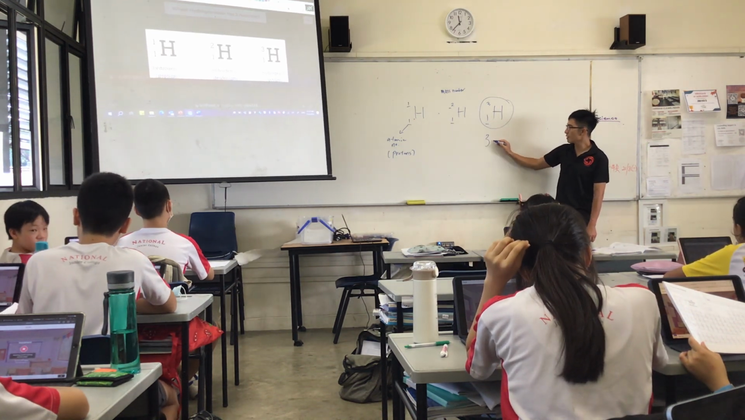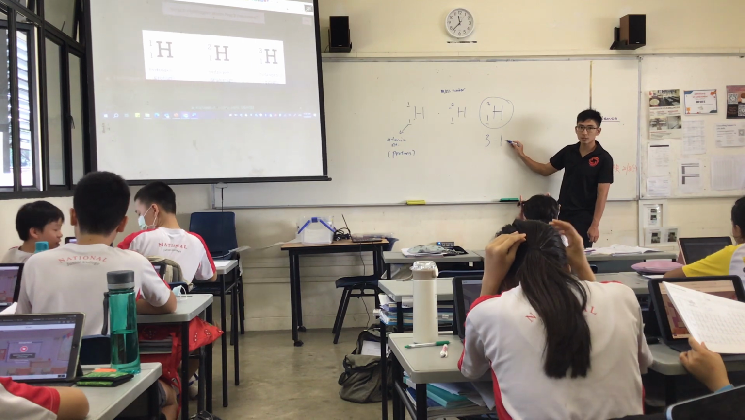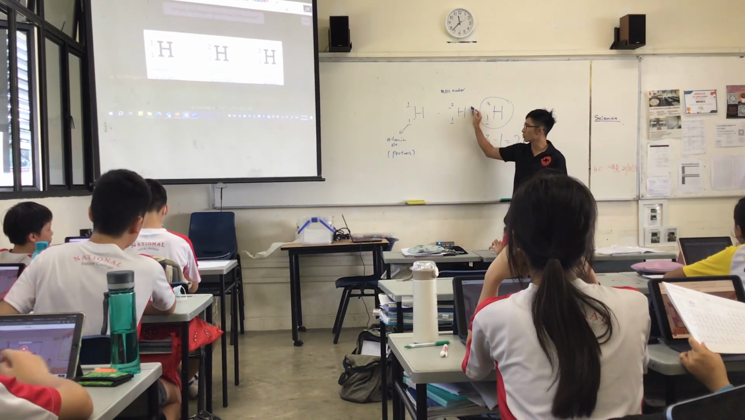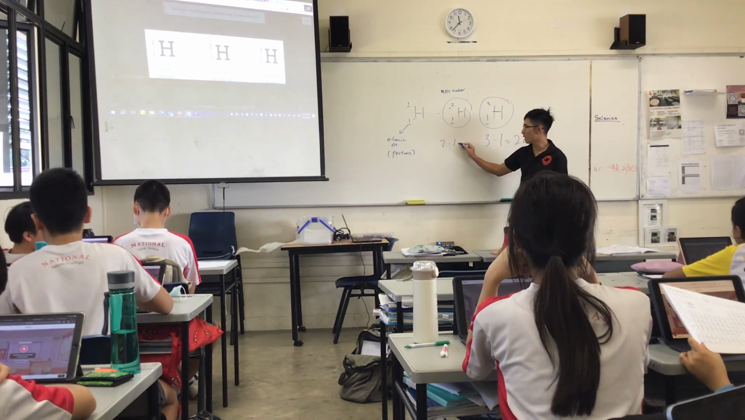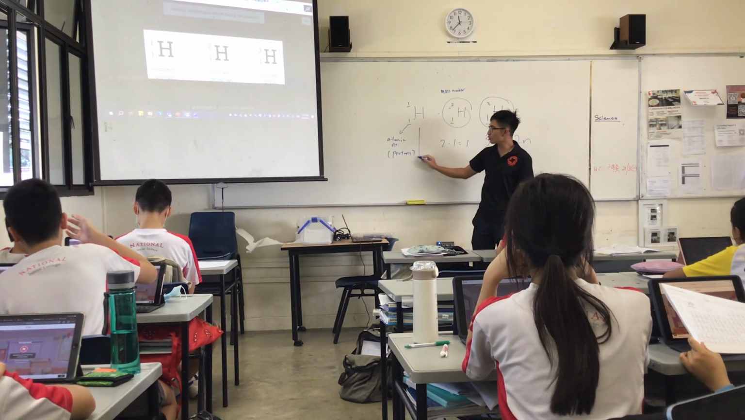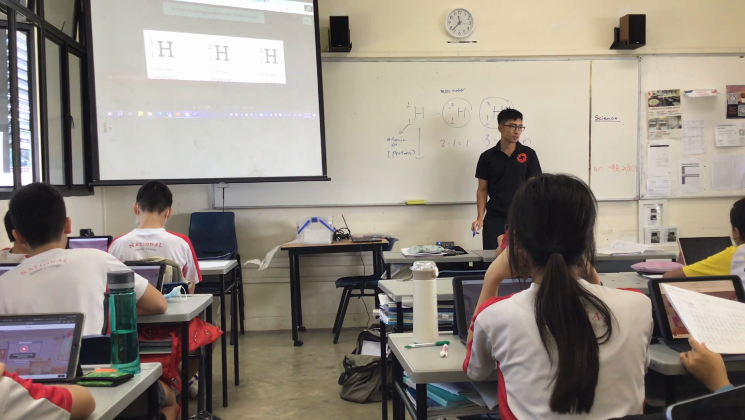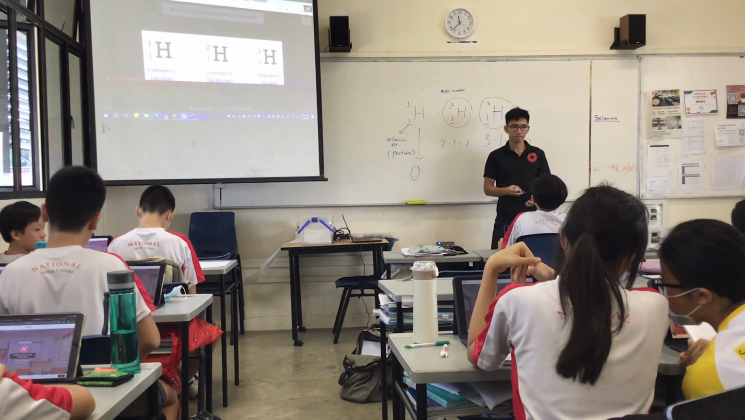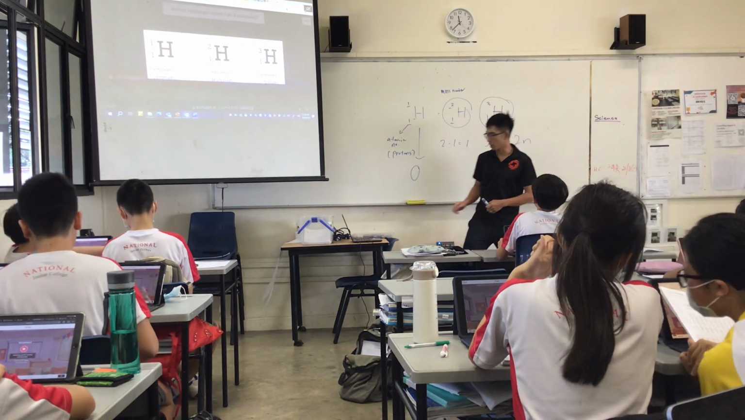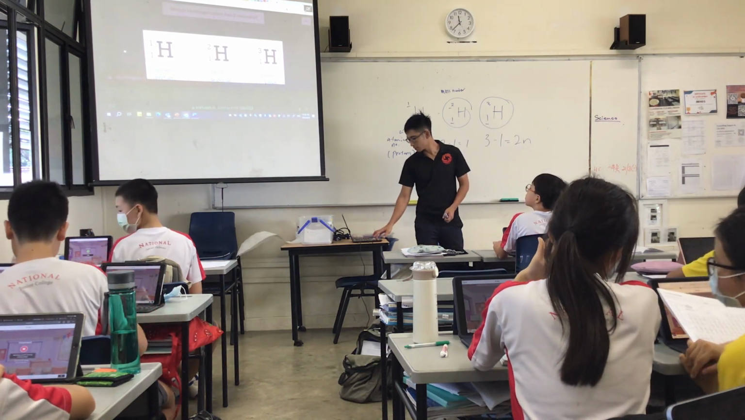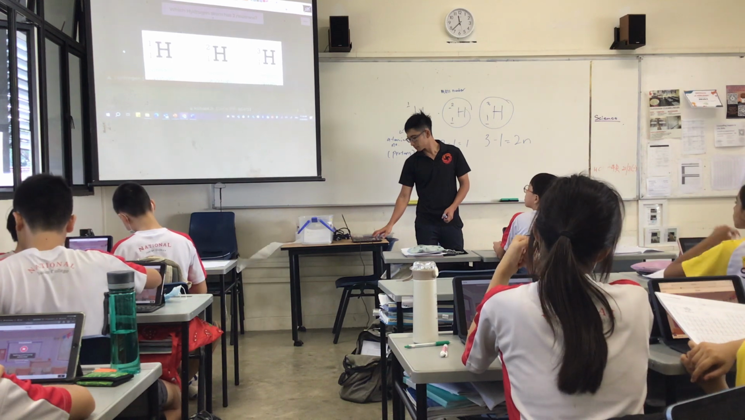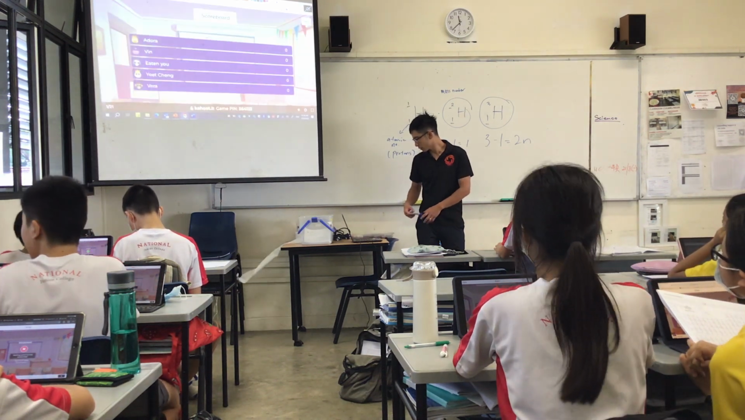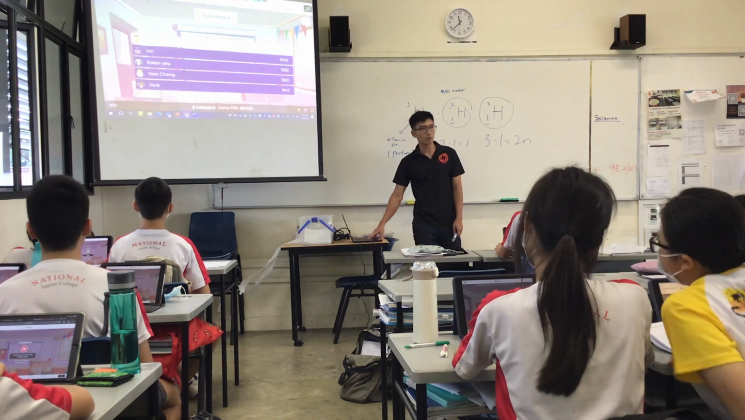It is 3 minus the 1 proton, and you get 2 neutrons. What about this particular hydrogen? 2 minus 1 equals 1. So this hydrogen here has how many neutrons? Actually it has 0 neutrons. Okay, so that's how you do your calculation. Well done.